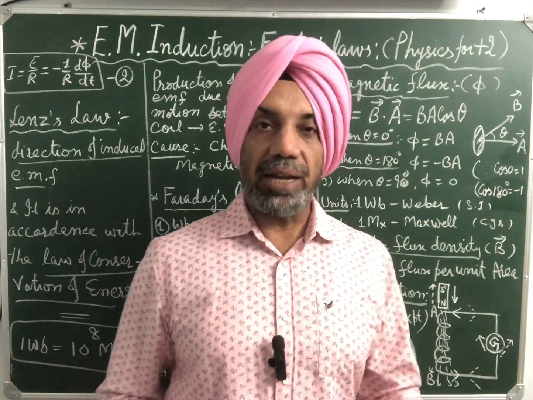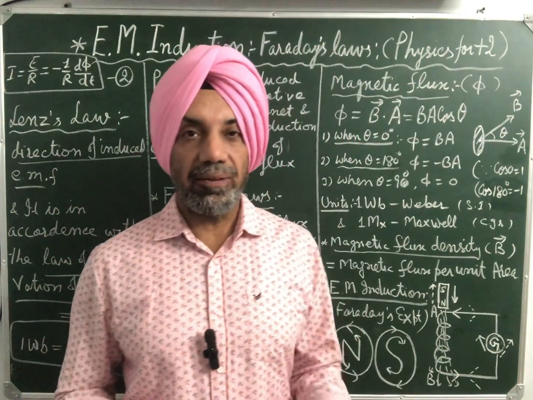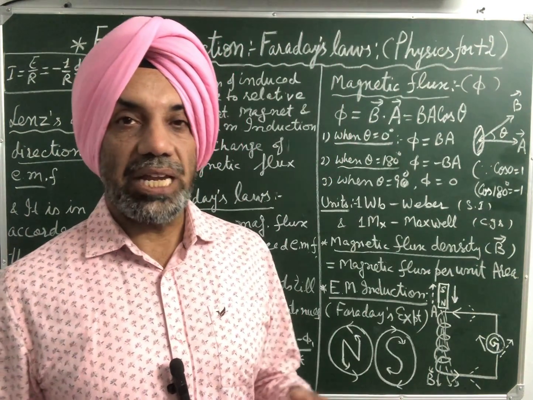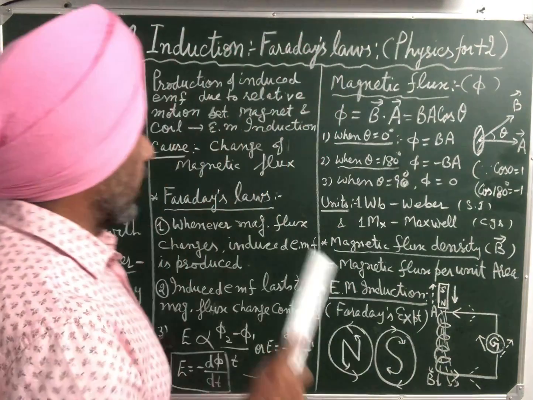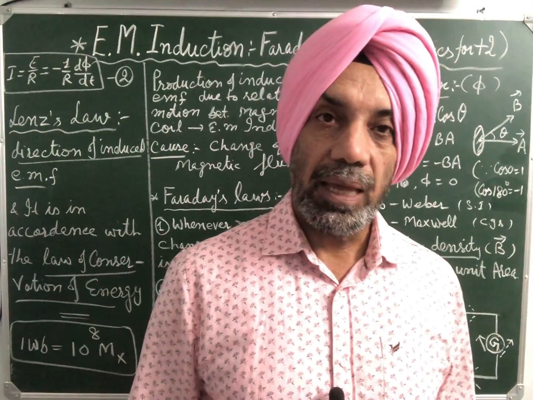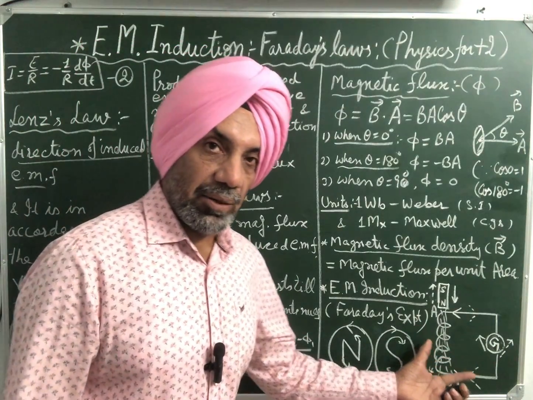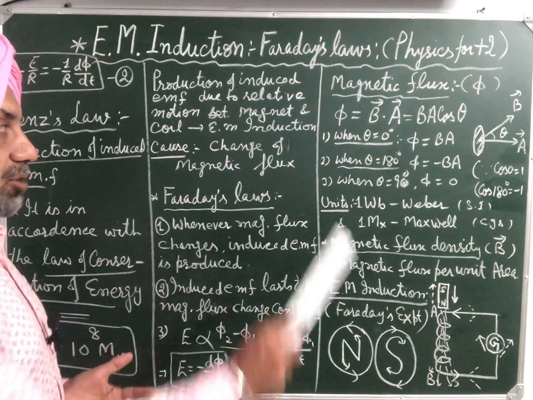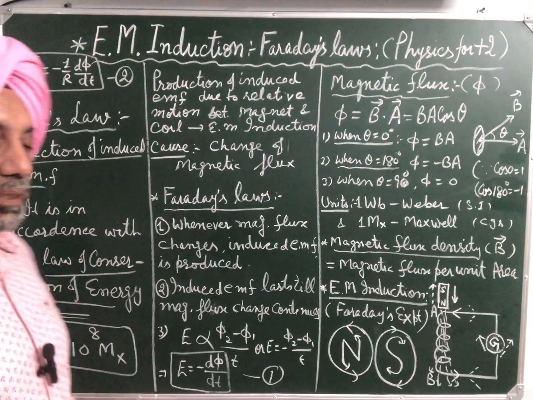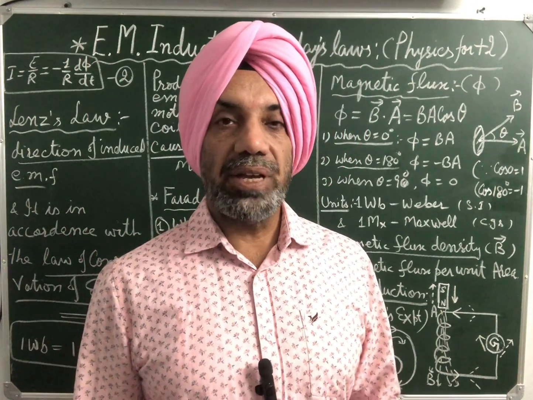And due to this change in magnetic flux, induced EMF is produced. So the cause of electromagnetic induction is nothing but change in magnetic flux. Whenever magnetic flux changes, induced EMF is produced. And from the result of this experiment, Faraday's experiment, Faraday made Faraday's laws of electromagnetic induction. So the first law states that whenever magnetic flux linked with the coil changes, induced EMF is produced.